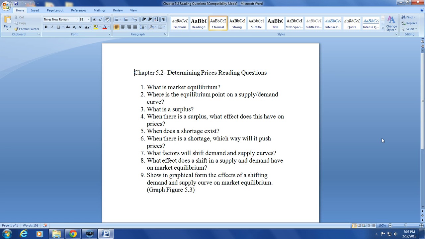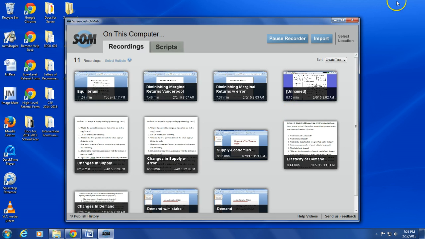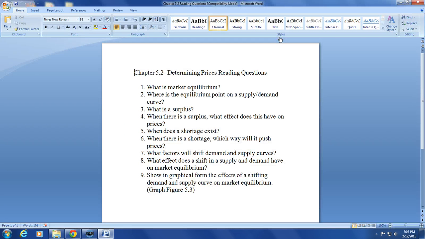Okay, so for number 2, where is the equilibrium point on a supply and demand curve? It is where the demand curve intersects the supply curve. So if you look on figure 5.1 on the supply and demand graph, you can see that there you have an equilibrium price. Remember, price is always going to be on your y-axis. And here the equilibrium price is $60. And then there's an equilibrium quantity as well. Remember, quantity is always going to be on your x-axis. And the quantity is 90,000.